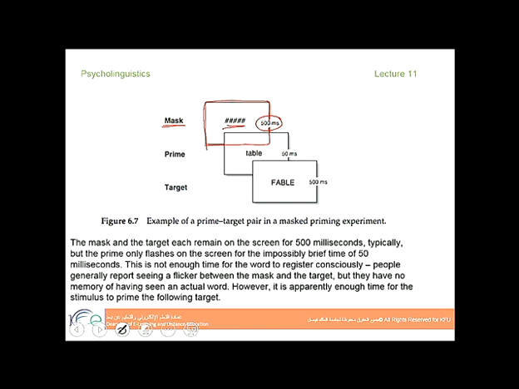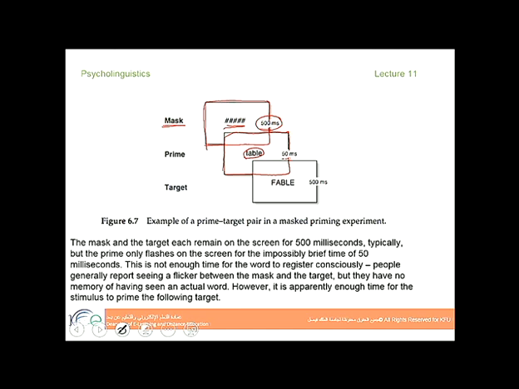And then we show the prime word, which is table. We show it not for 500 milliseconds, only for 50 milliseconds, which is impossible for you to consciously notice. So you will not see the word table. You will not see it.